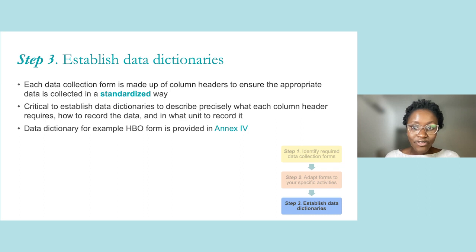Each data collection form is made up of column headers to ensure the appropriate data is collected in a standardized way. For each form, it is critical to establish a data dictionary that describes precisely the type of data that belongs under each column header. The data dictionary for the example HBO form is provided in Annex 4, right below the form.